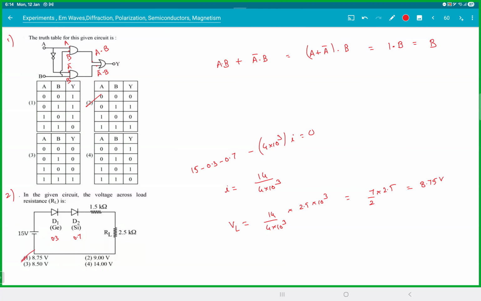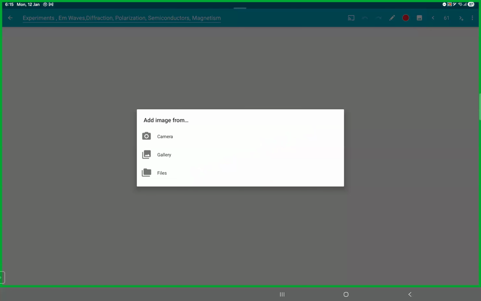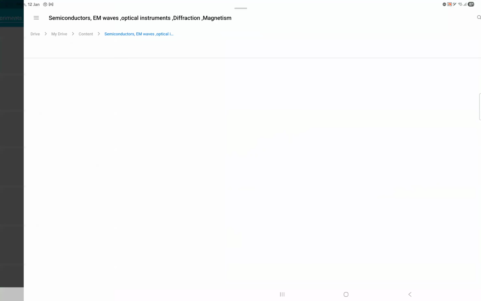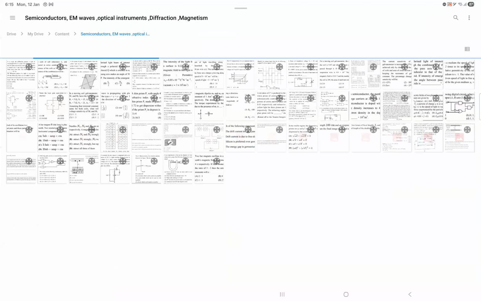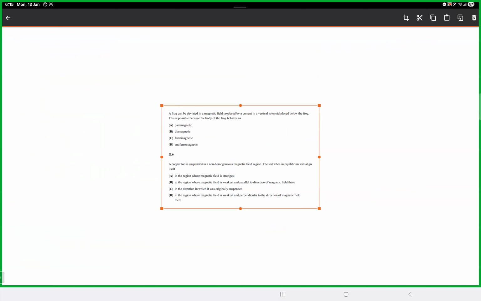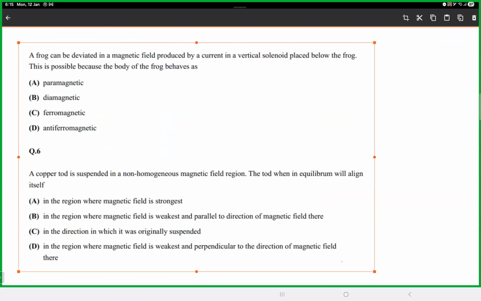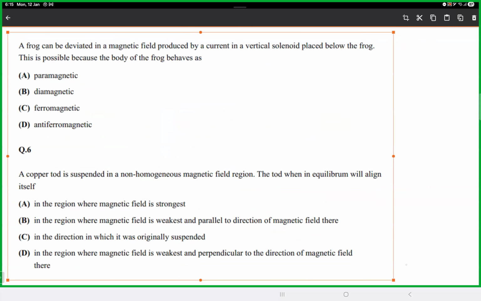Clear with this? So be careful. Don't assume they are ideal diodes. An ideal diode means it will have zero resistance. It does not mean the barrier potential is zero unless it is mentioned. So always be careful with the barrier potential. That's it. Once you get the circuit with the diodes, it becomes simply like your current electricity equation. Let's get these two.